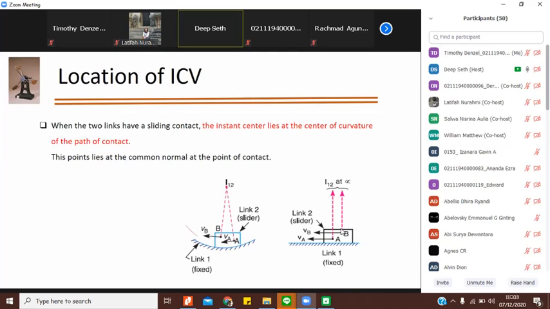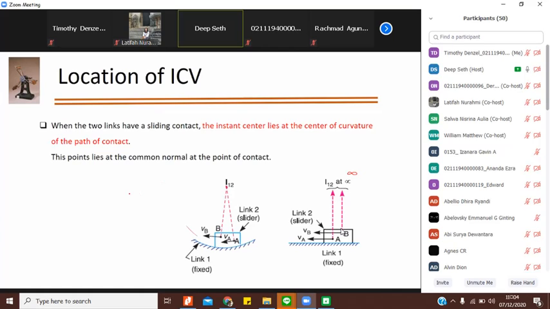Okay, this we have already discussed, VA and VB. Here when we draw the perpendicular, you will find the instantaneous center at infinity. Okay, so it will be at infinity.